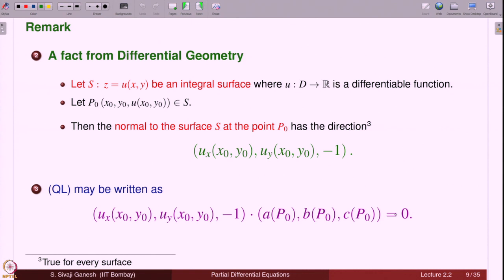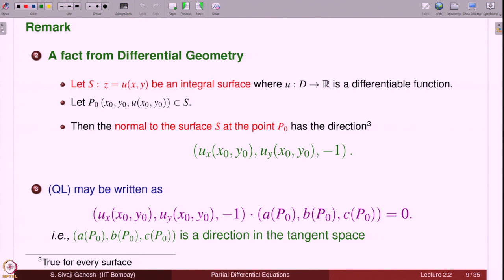That is the meaning of saying it satisfies the PDE at the point (x0, y0). In other words, the (a, b, c) which defined our quasi-linear PDE is a direction in the tangent space to the surface at the point P0. Always remember this phrasing: tangent space, or tangent plane if you are in a plane, to something at some point. So this is a tangent direction, we caught hold of a tangential direction in what would be a search for an integral surface.